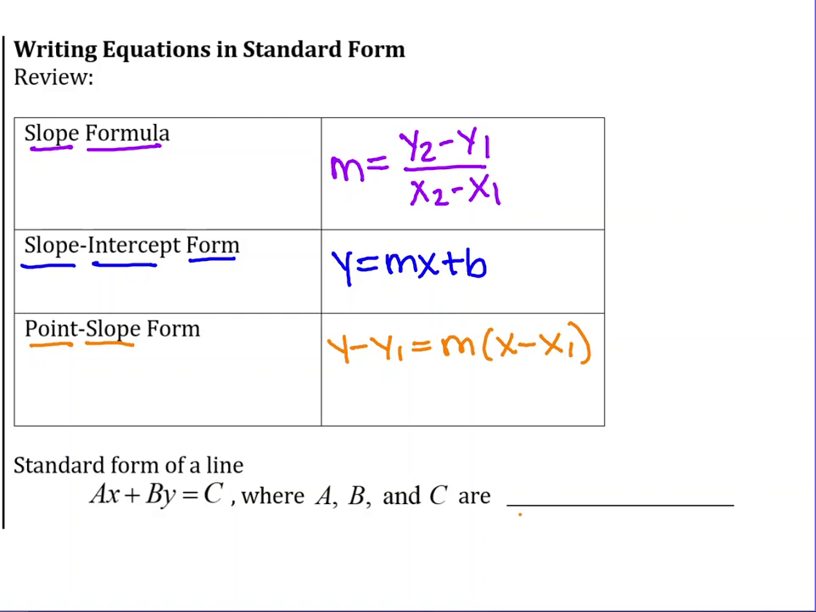And just to review again, we mentioned this in our last unit, but it's something we don't see that often. Standard form is ax plus by equals c, where a, b, and c are integers. We really don't like to have fractions when it comes to standard form.